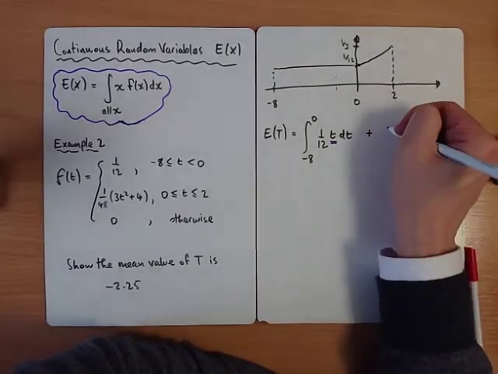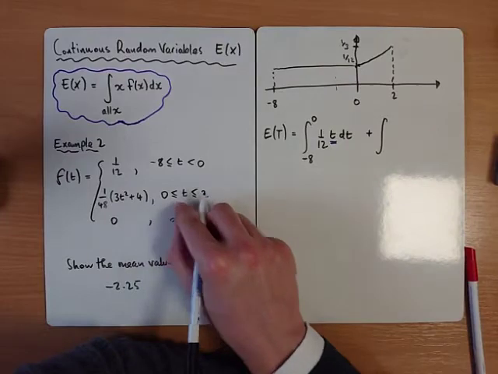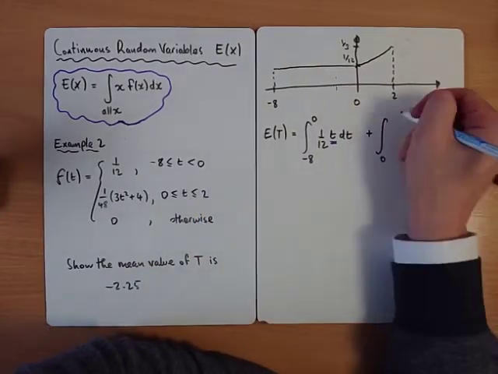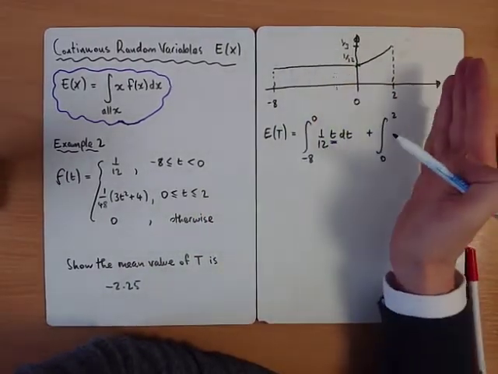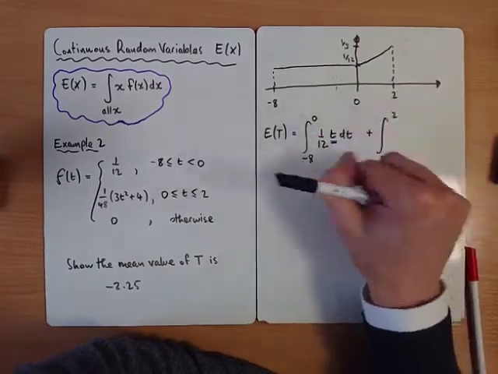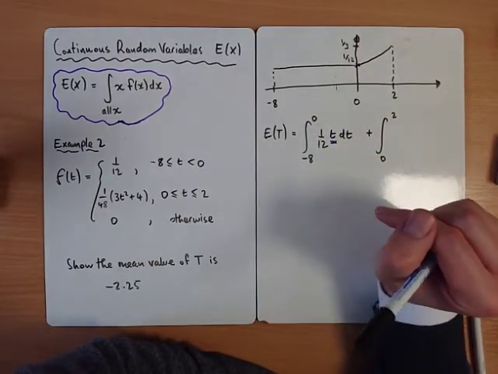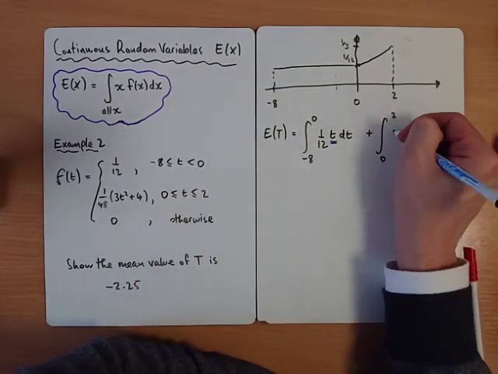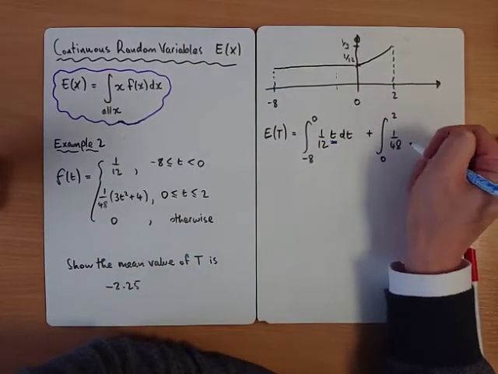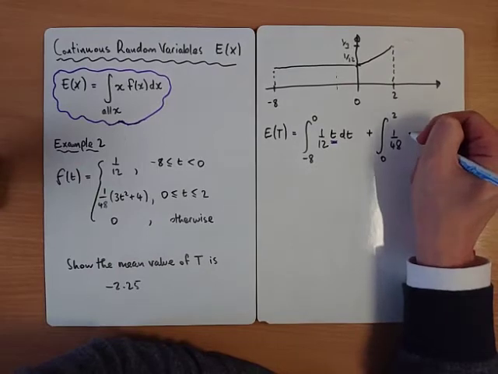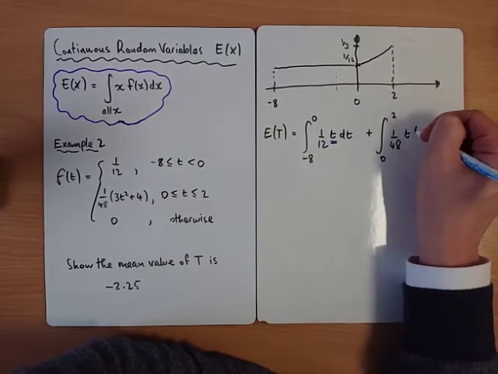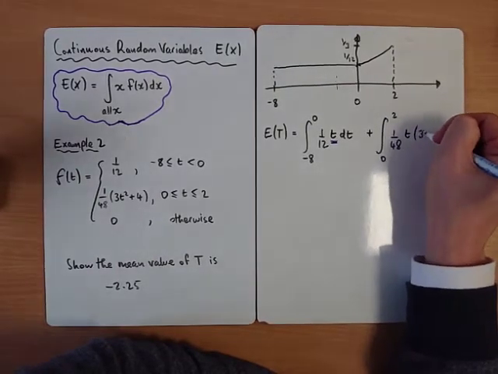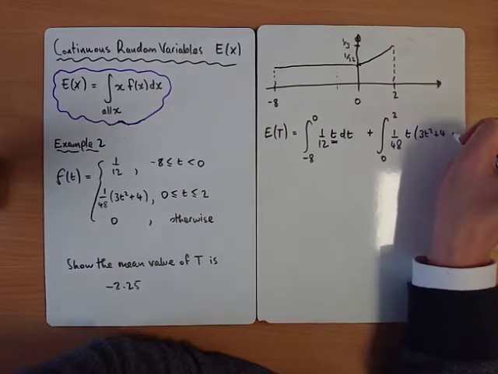Plus the next one, which is between 0 and 2. So all we do when there's two separate ones, we just integrate them both times by t and add the answer together for the average. Okay. For this one, we got 1/48. Multiply by t as well. And then that'll be 3t squared plus 4.